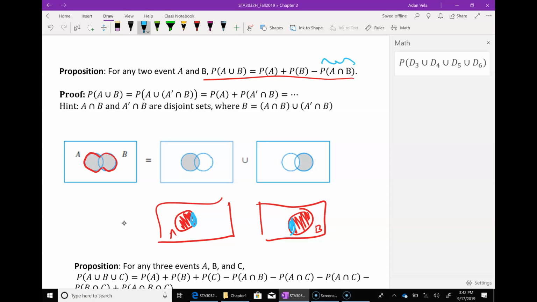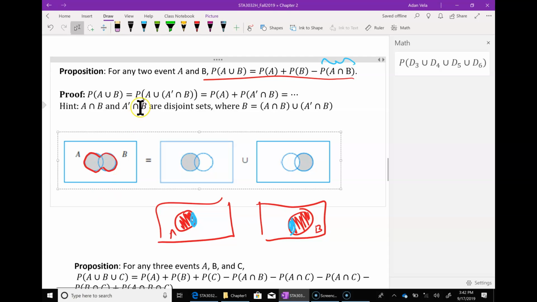So if I want to say, let's calculate A or B, it's just the probability of A plus the probability of B minus whatever we double counted. So this is actually a neat little, I don't know, it's a fun little proof if you want to go through it. Just a little hint there.